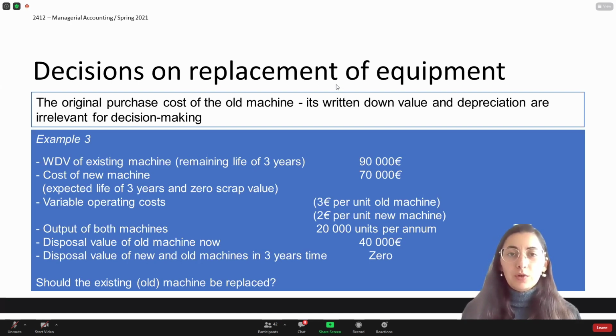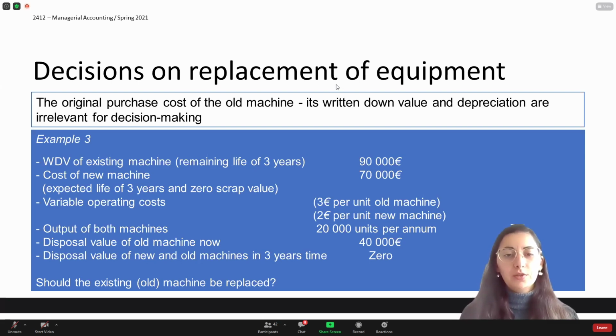So during this period of 3 years, we want to be looking at what will be the impact on the costs that the company will incur. And obviously, all of you consider that the written down value is irrelevant. So we only look at what will change in the future. So in the future, what changes if we purchase the new machine?